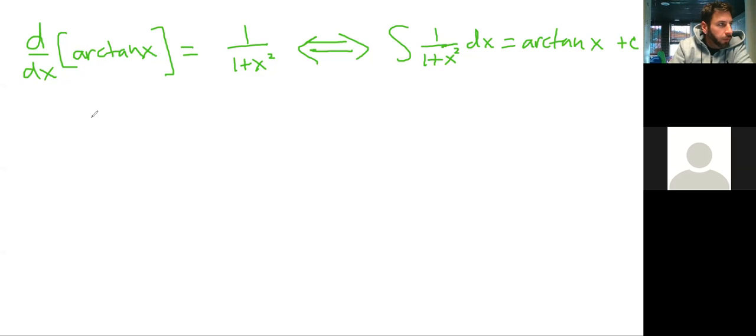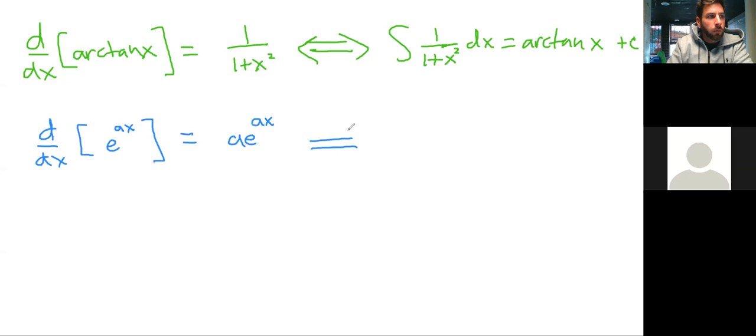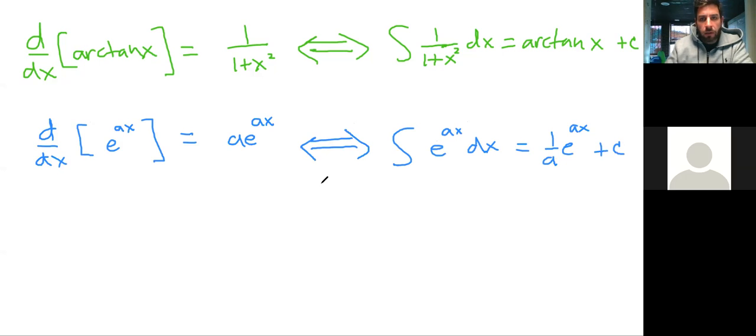Let's do one more of these examples. We know that, for example, the derivative of e to the ax is equal to a e to the ax. So if we want to write that in terms of integration language, we would write it as the integral of e to the ax. What's the opposite? It would be 1 over a, e to the ax plus c. And here, just to be clear, a is anything that's non-zero. As long as a is non-zero, this is correct.